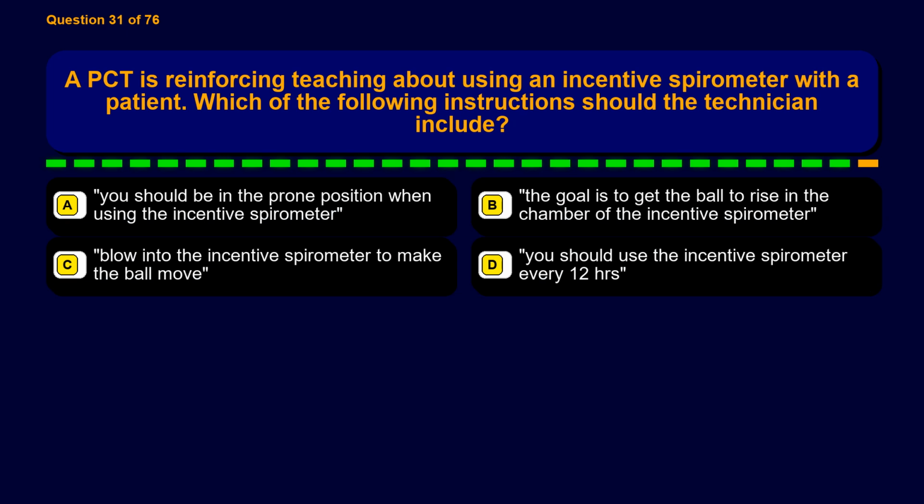Question 31. A PCT is reinforcing teaching about using an incentive spirometer with a patient. Which of the following instructions should the technician include? Option A. You should be in the prone position when using the incentive spirometer. Option B. The goal is to get the ball to rise in the chamber of the incentive spirometer. Option C. Blow into the incentive spirometer to make the ball move. Option D. You should use the incentive spirometer every 12 hours.